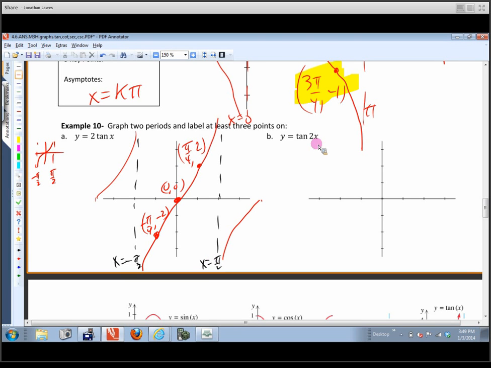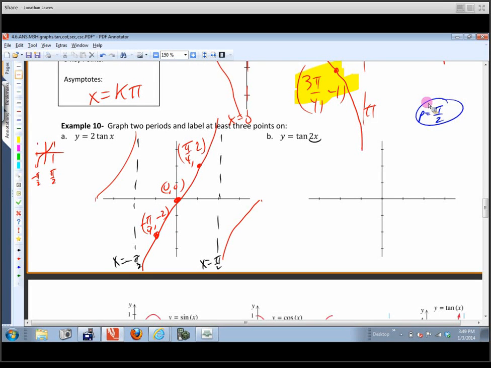And then let's think about tangent of 2x. So that has a 2 and that has a 2, but they occur in different places. And look at what this does to x. It times that by 2. It's going to increase the speed of the graph. It's going to cycle faster, so that's going to decrease the period. So let's figure out what this looks like. The period on this new graph is going to be the old period divided by 2. So the period's going to be pi halves.